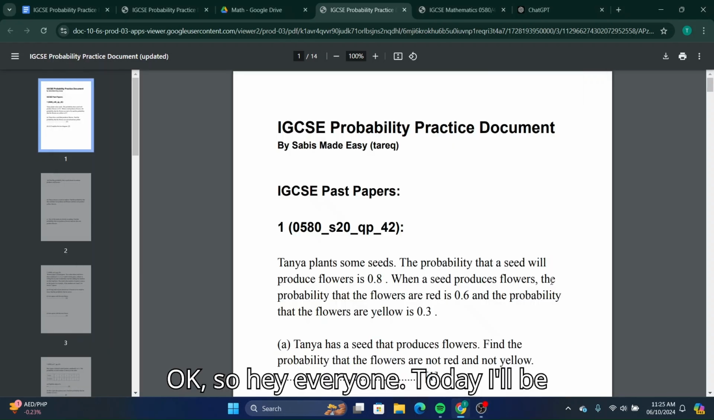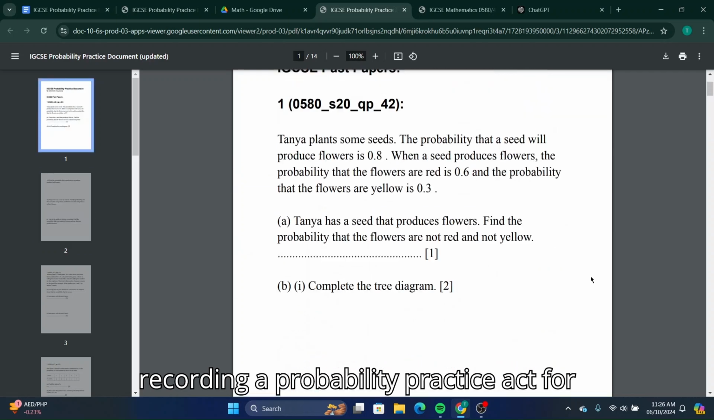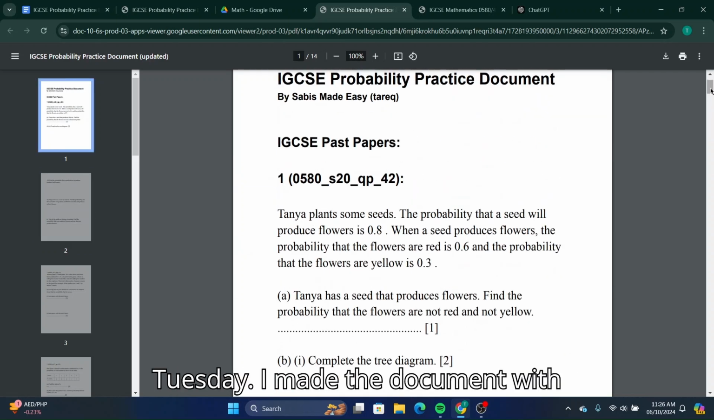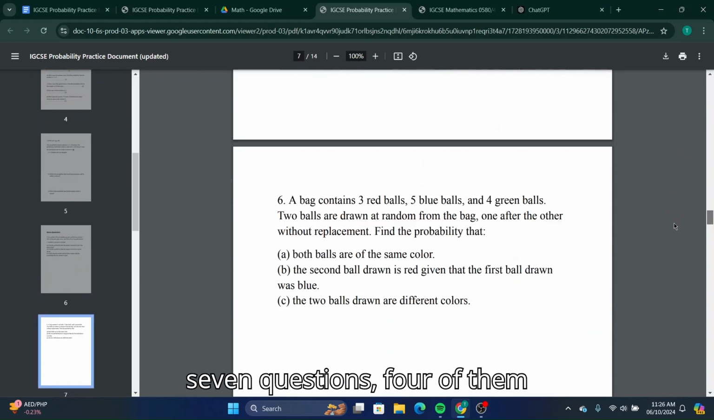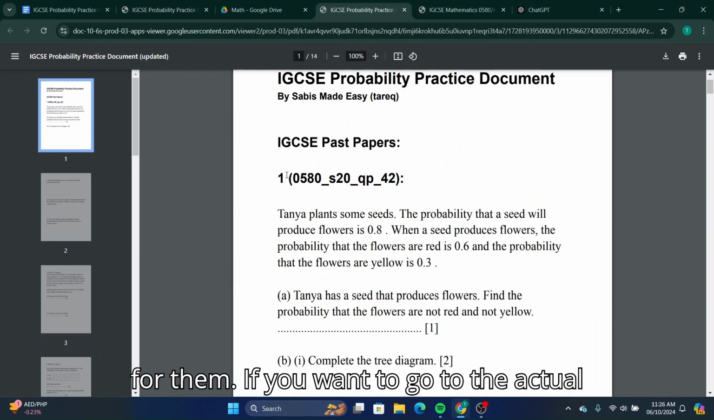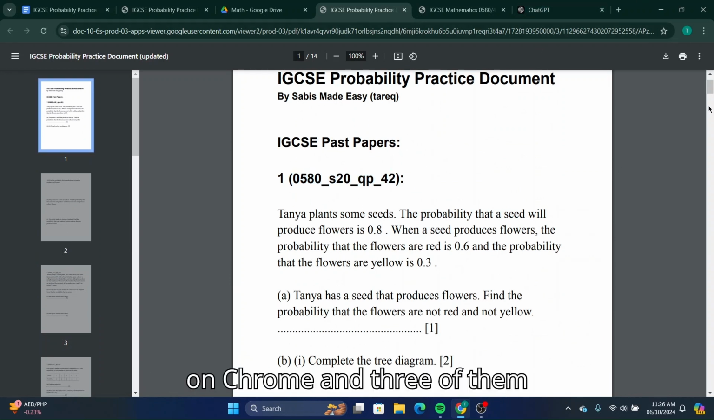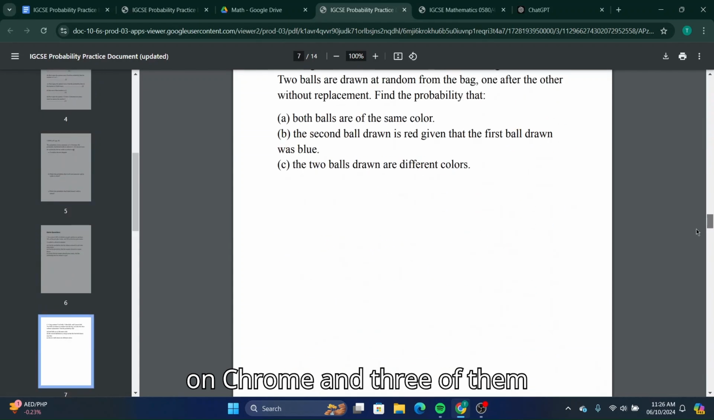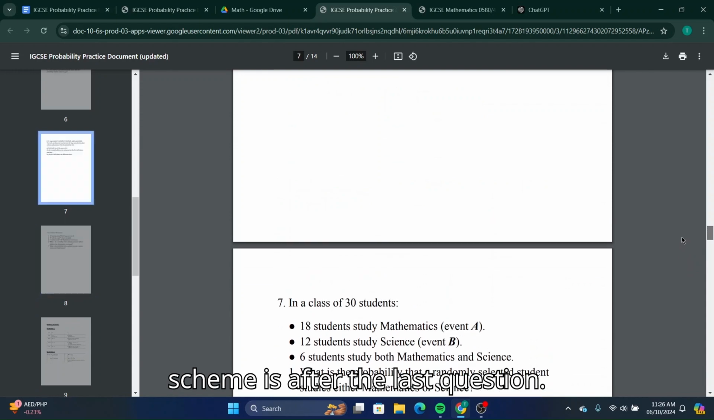Okay, so hey everyone. Today I'll be recording a probability practice for the IGCSE periodic that we have on Tuesday. I made a document with 7 questions, four of them from IGCSE past papers, and I put the code for them if you want to go to the actual past paper itself. Just copy this and paste it on Chrome, and 3 of them are from ChatGPT. Now, the marking scheme is after the last question.